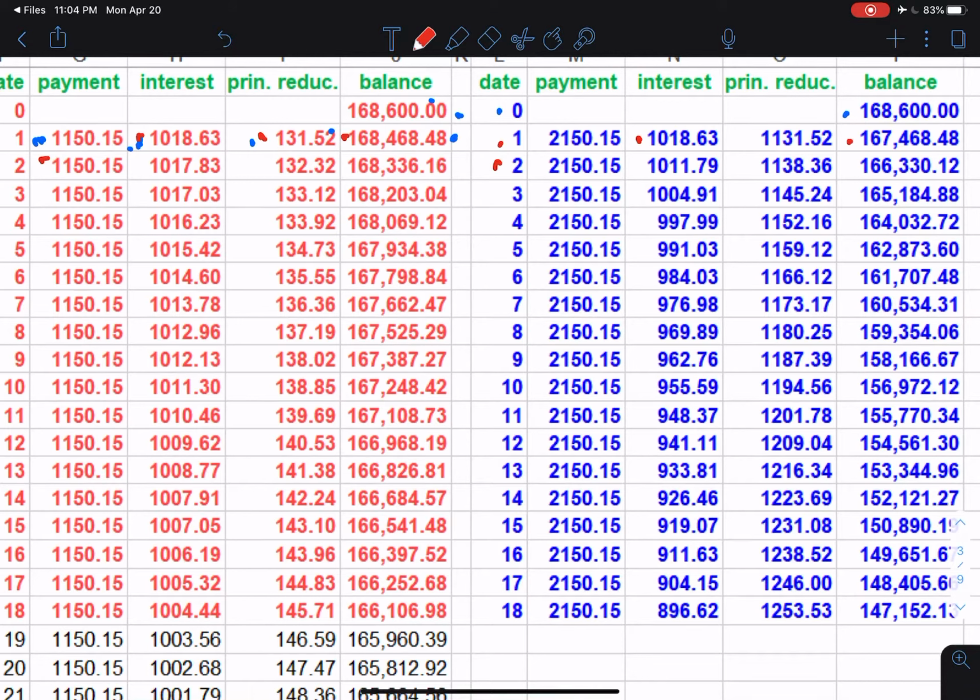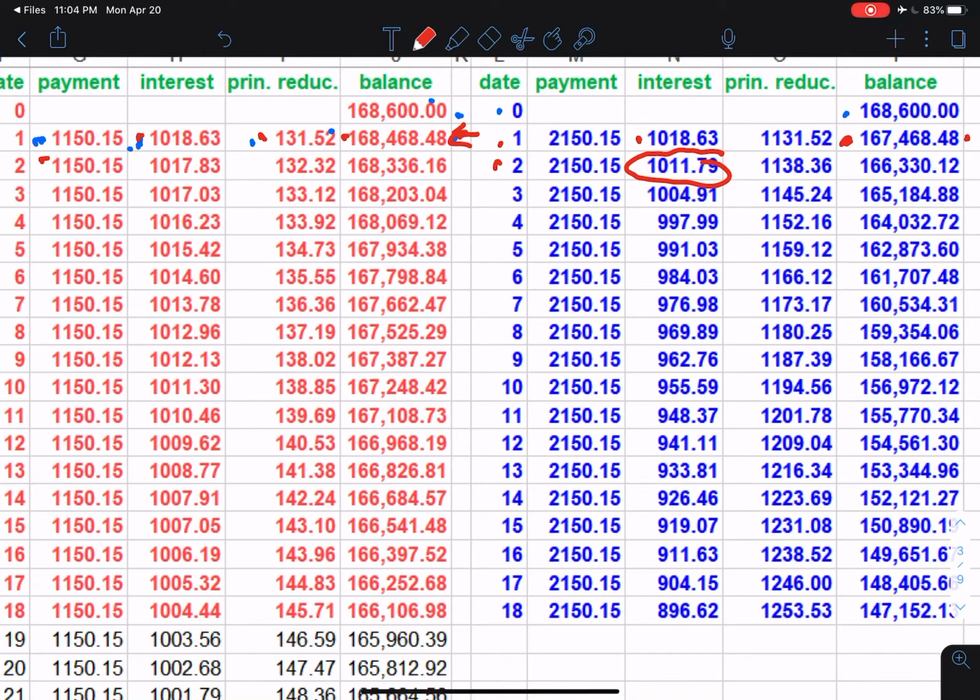Now at date 2, I make my second 2150 payment, and since the balance was lower here, when I multiply that balance by 0.006041667, I get 1,011.79, which is smaller than the 1,017 over here, because this balance here is smaller than this balance here. It's very important that you see that and understand that. And this is where the benefit starts to kick in.